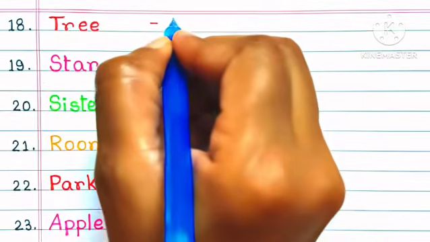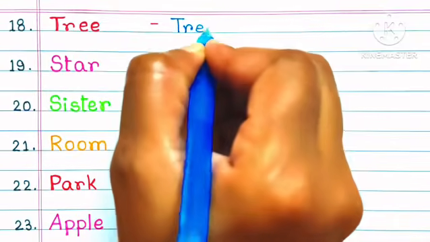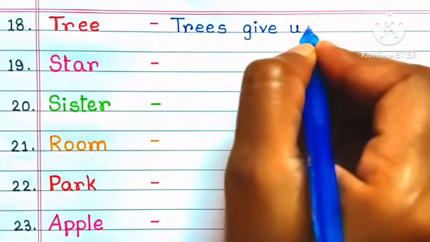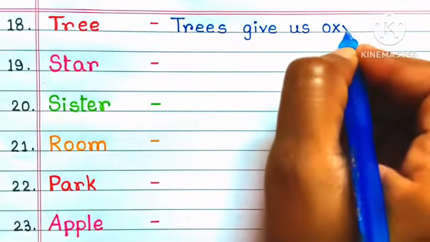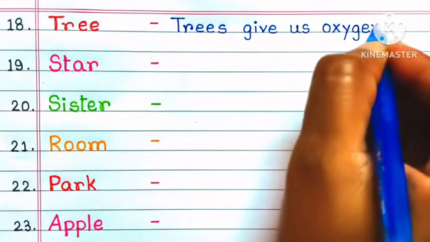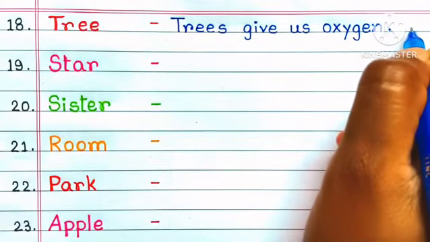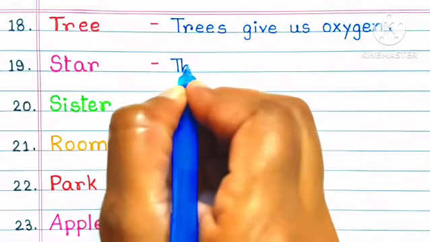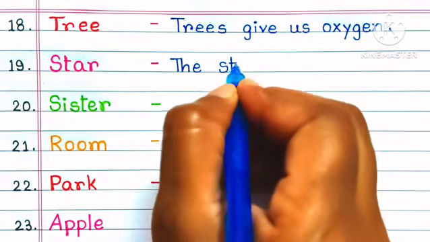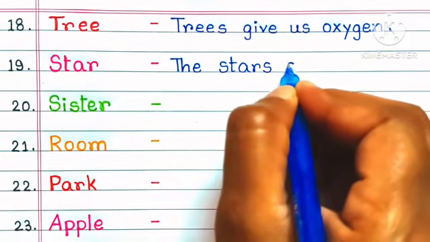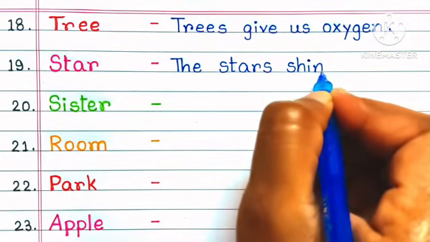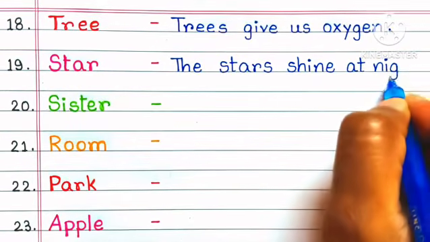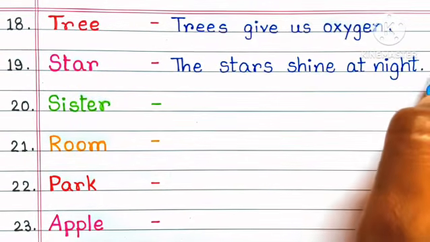Tree. Trees give us oxygen. Star. The stars shine at night.